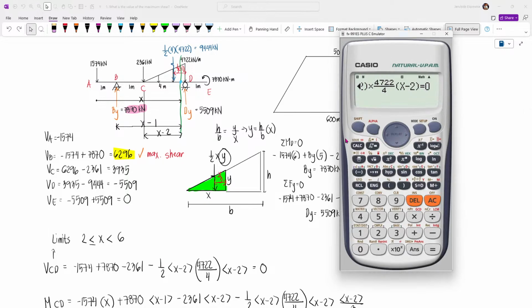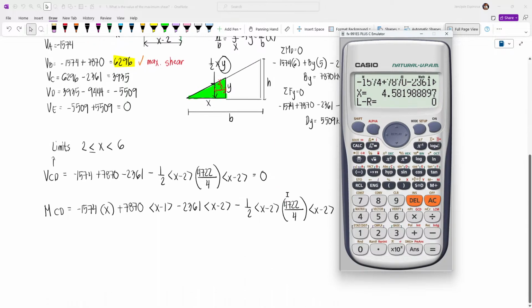So, inig shift solve na nimo, di ba, mga tana ang calcu, x niya, question mark. Tubagan na nimo siya og guess value nga realistic. So, unsa may tunga sa 2 ug 6? Di ba, 4. So, atong butangan diri 4. So, sorry. Kana. So, atong answer, 4.582 approximately.